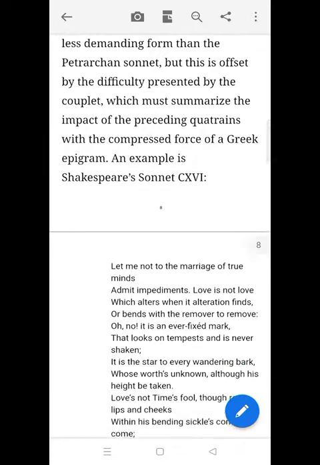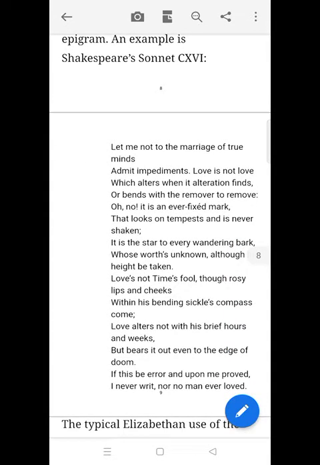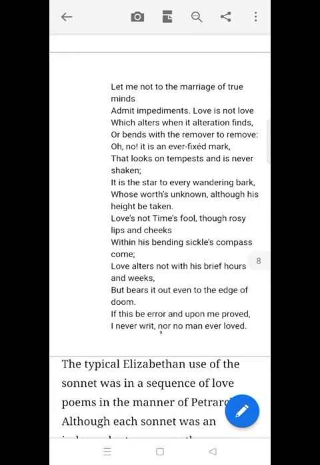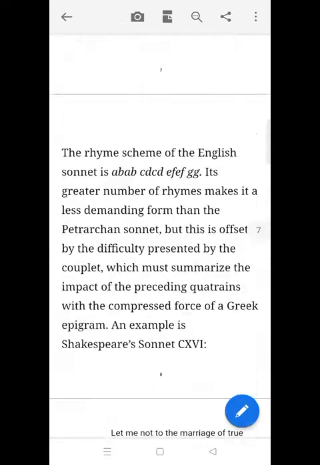Okay, students, now here we have an example of an English sonnet written by William Shakespeare. Let me not the marriage of true minds. It is one of the most popular sonnets by William Shakespeare. Let me not to the marriage of true minds admit impediments. Love is not love which alters when it alteration finds, or bends with the remover to remove. So this is the first quatrain, having the rhyme scheme of A B A B.